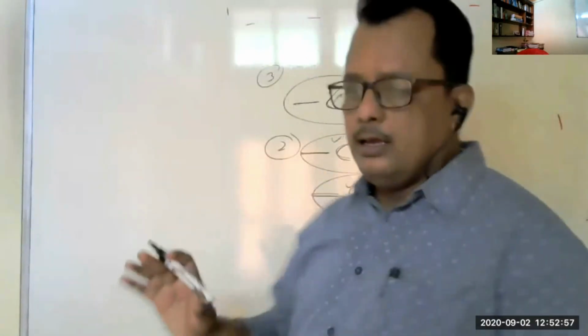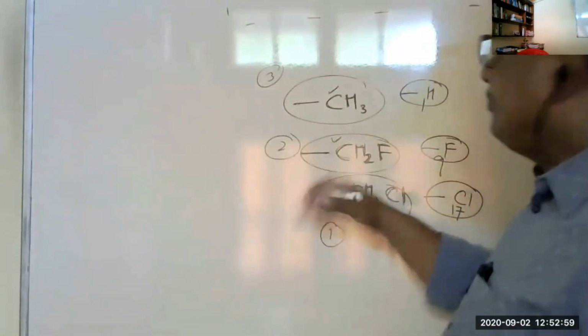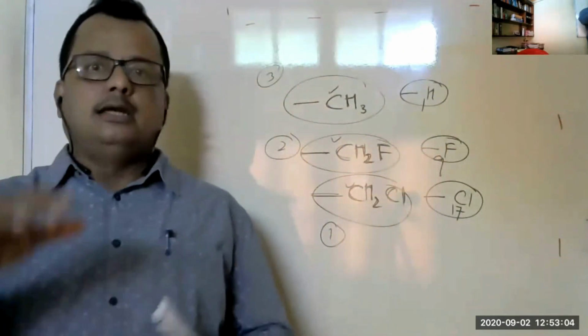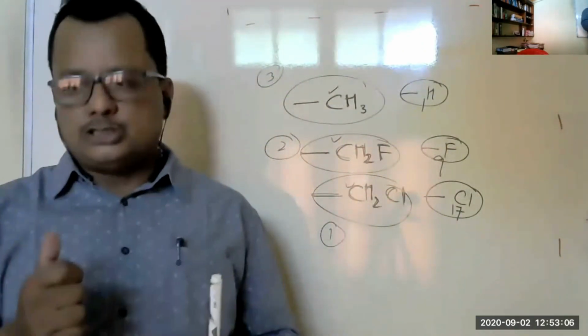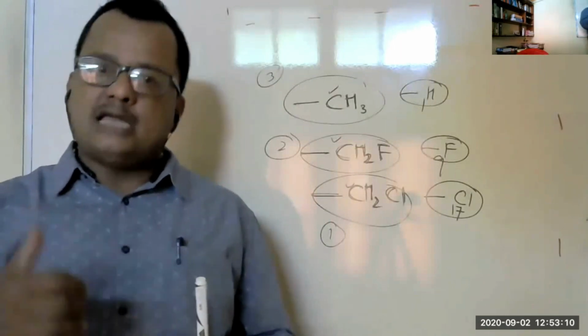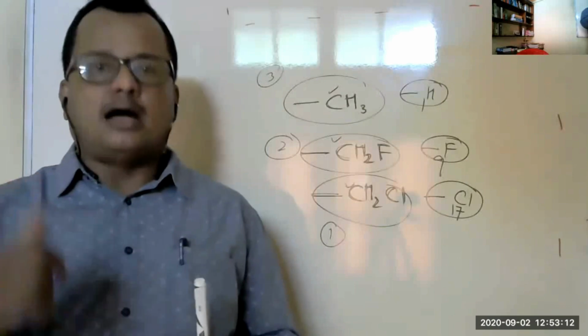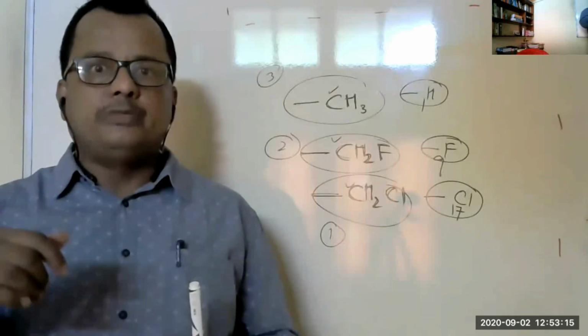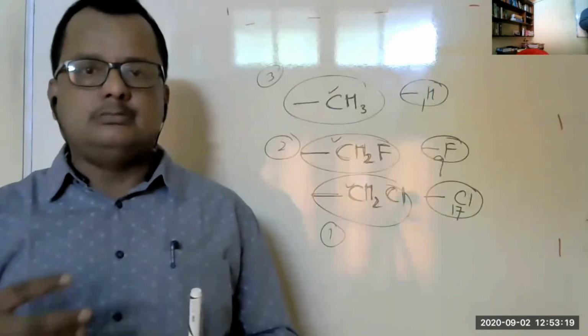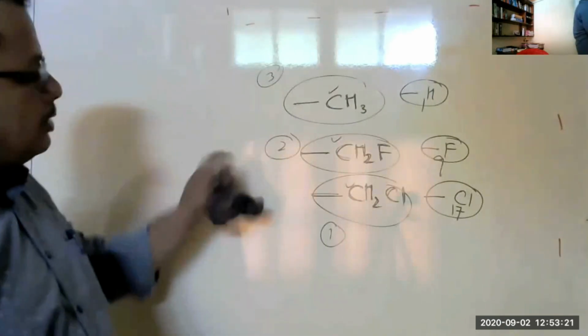So what I try to tell you is that when the first rule fails, that means the asymmetric carbon is attached to the same kind of atom, then you assign priority on the basis of higher atomic number of the second atom. The second atom, you just look at this.